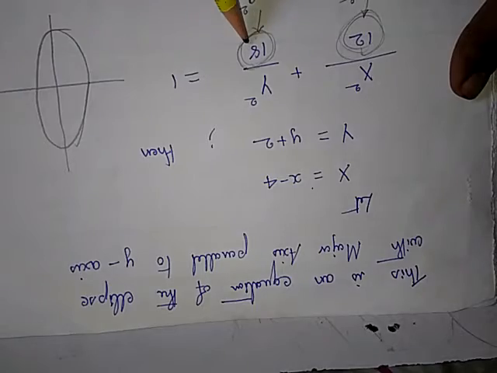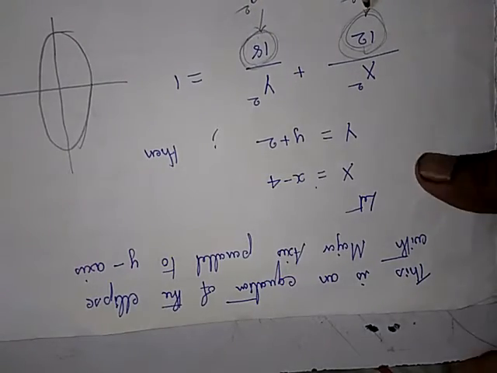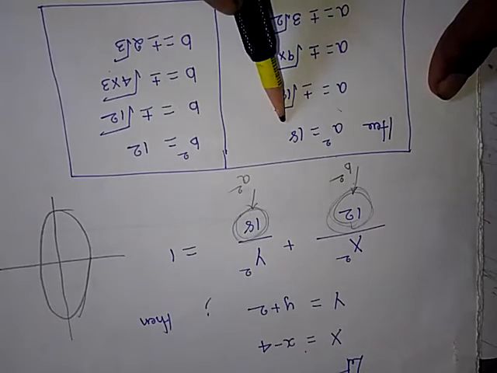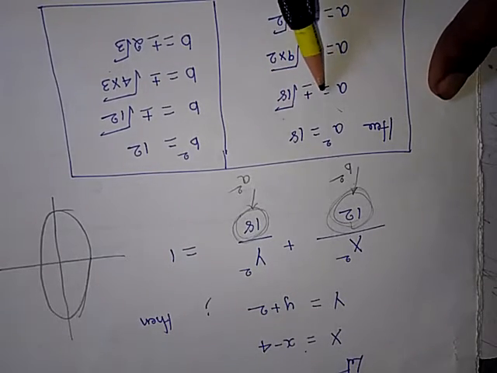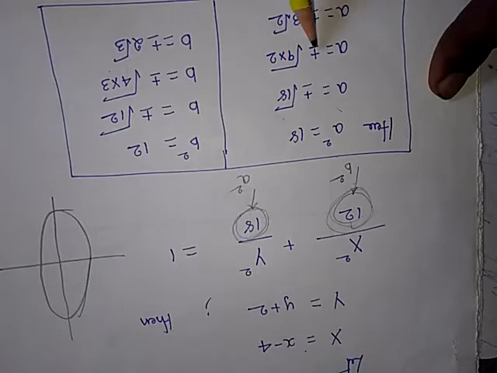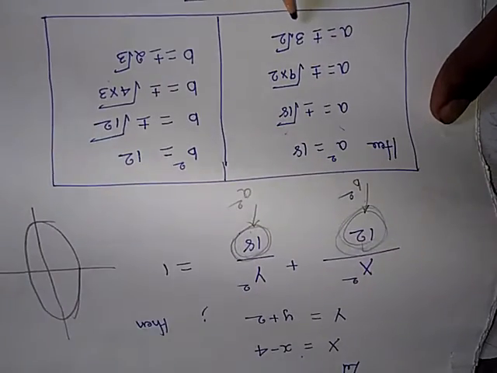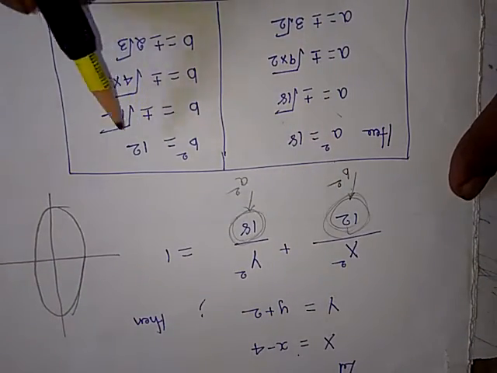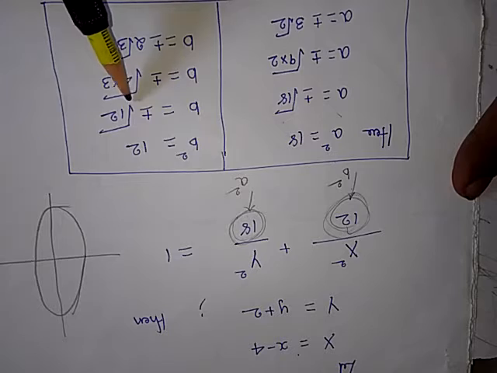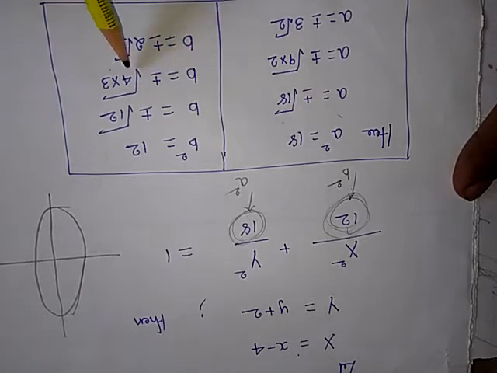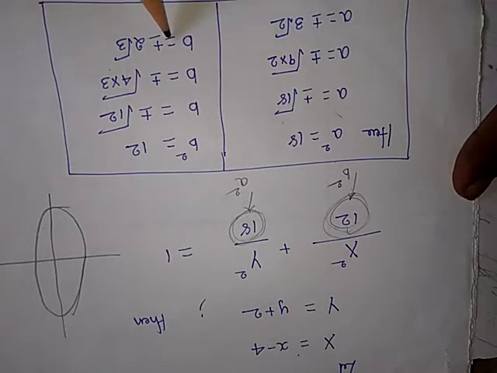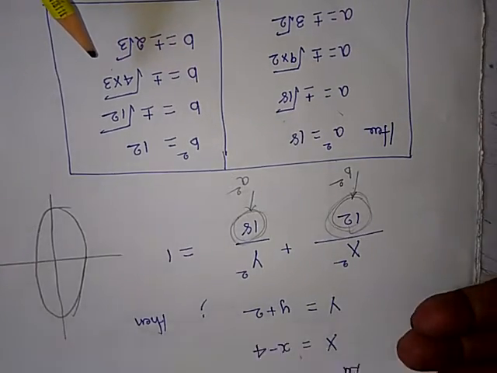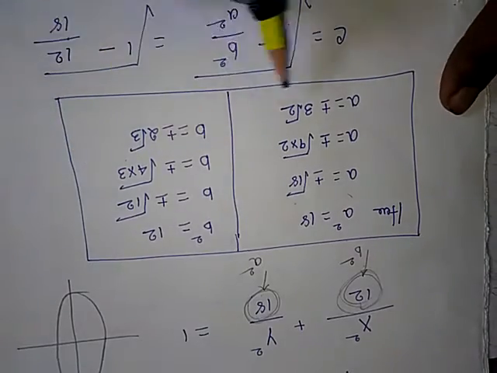Now here a squared is 18, b squared is 12. So a squared is 18, a is equal to plus or minus root 18, a is equal to plus or minus root of 9 into 2, plus or minus 3 root 2. Similarly b squared is equal to 12, b is equal to plus or minus root 12, b is equal to plus or minus root of 4 into 3, b is equal to plus or minus 2 root 3. So now we have found out the a value and b value.